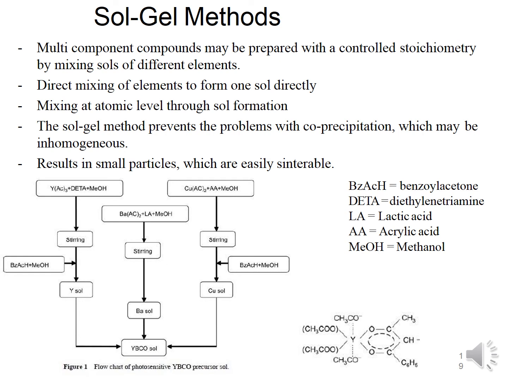Sol-gel methods. Multi-component compounds may be prepared with a controlled stoichiometry by mixing salts of different elements. Direct mixing of elements to form one salt directly. Mixing at atomic level through salt formation. The sol-gel method prevents the problems with co-precipitation, which may be inhomogeneous, and results in small particles which are easily sinterable. And the flow chart of the photosensitive yttrium barium copper oxide precursor salt is given.